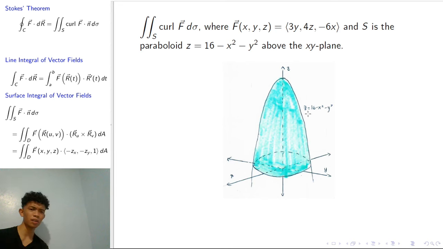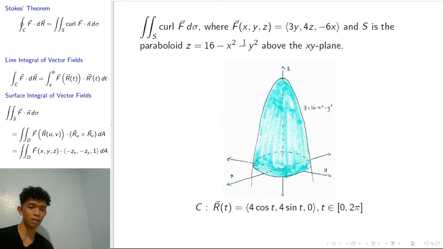This is, of course, when z equal to 0, you'll just get x squared plus y squared equal to 16, which is a circle of radius 4. As such, the boundary curve C can be parameterized as r of t equal to 4 cosine t, 4 sine t, 0, because on the z equal to 0 plane, or the xy plane, is where we can find your boundary curve. Here t runs from 0 to 2 pi.